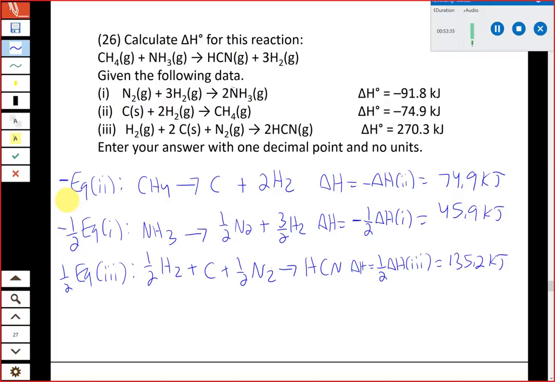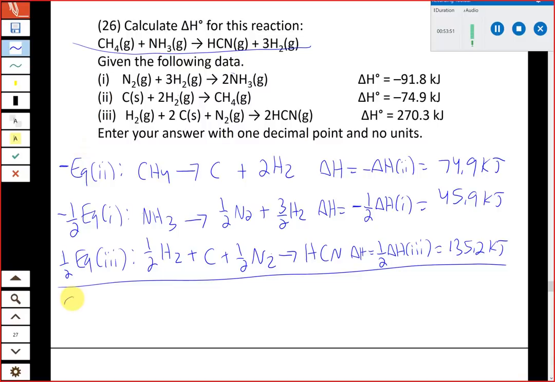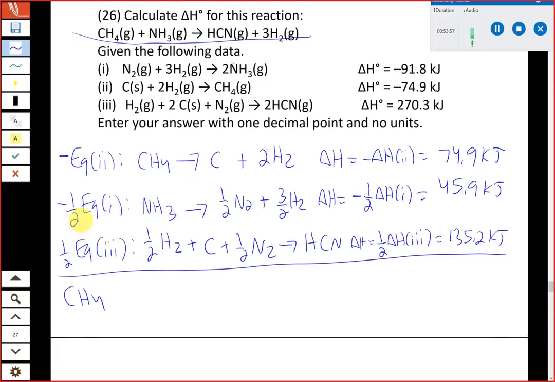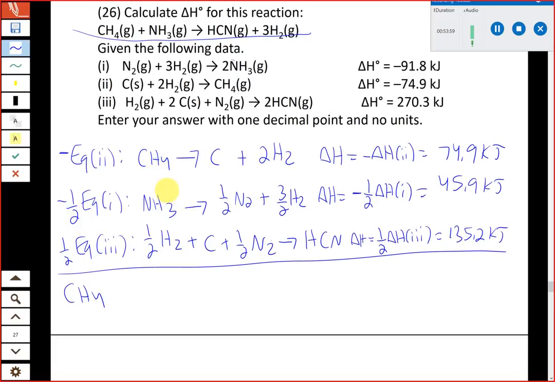If we trusted ourselves to do this correctly, at this point we can just add the three numbers together, but it is good to check that the three modified equations do add up to give the one we're looking for. So let's go and make sure that it does. CH4 carries forward as a reactant. So we're going to add up everything on the reactant side and everything on the product side, combine them, and see if it works out. So CH4 carries through, NH3.